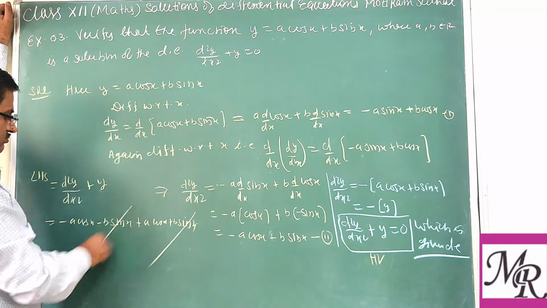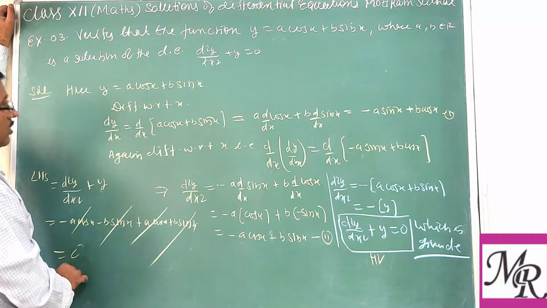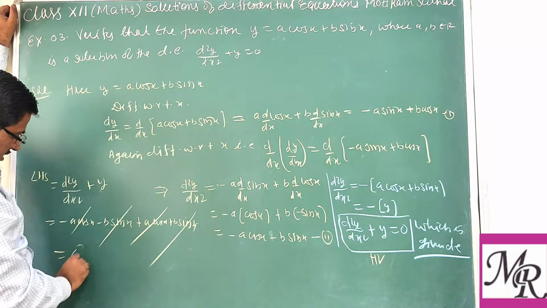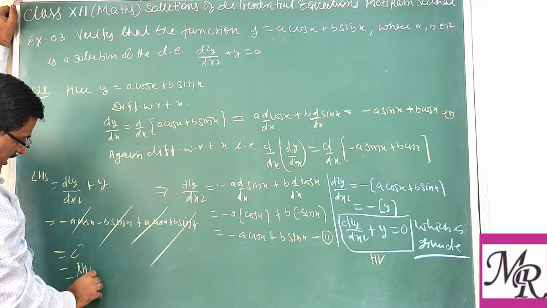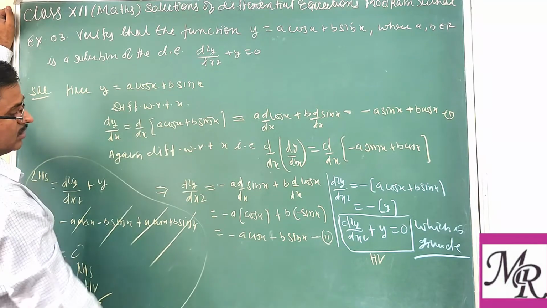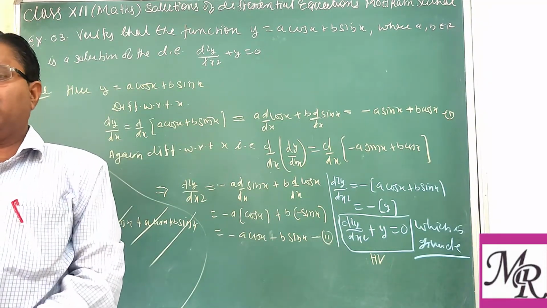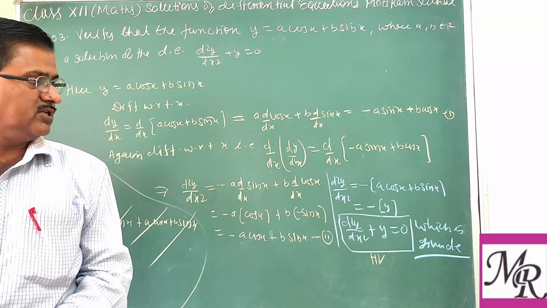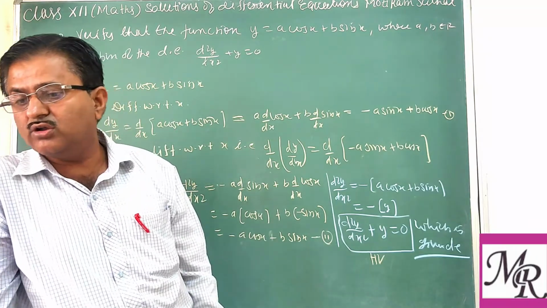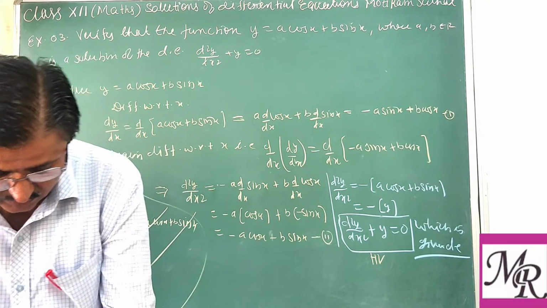So a cos x with minus a cos x, b sin x with minus b sin x, so that is 0. And that is our right hand side. So left side equals right side. Hence verified. So you may follow either method, both will give you the same result, and the marking scheme is also the same. There is no problem writing the solution in any way. So here we can prove this.